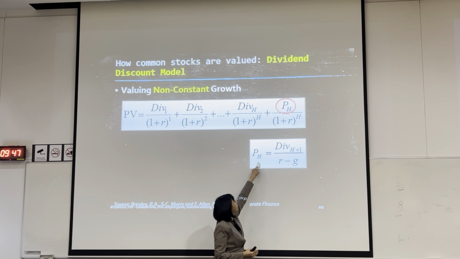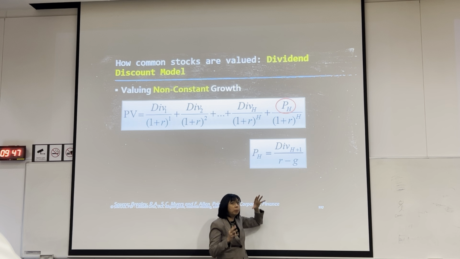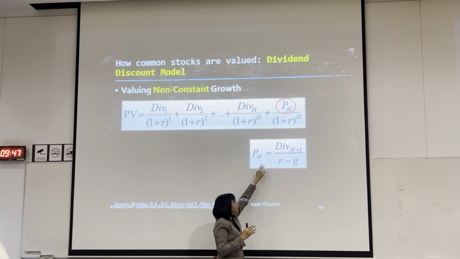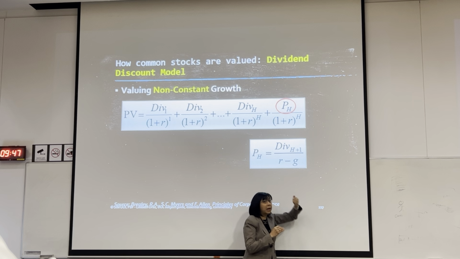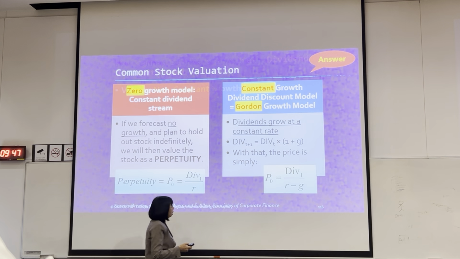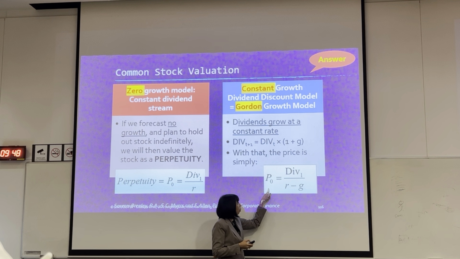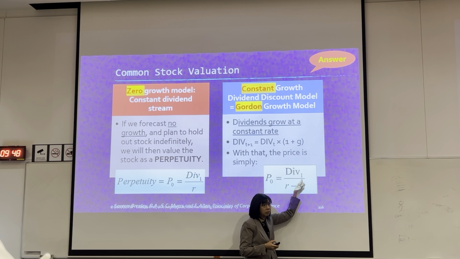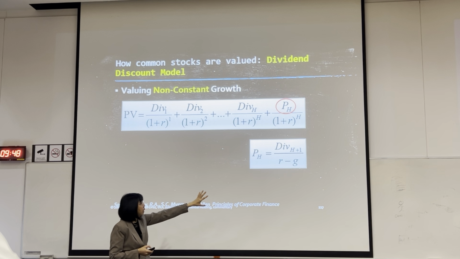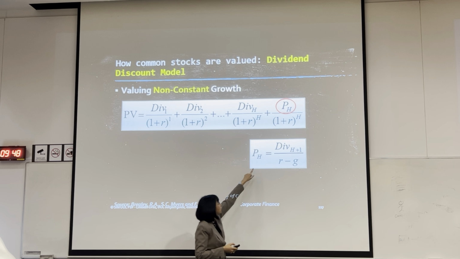And you have to be very mindful of the time period. So this is the price, the terminal price at time horizon H. So you need the dividend for the next period, and you divide it by R minus G. Because you see here, this is time period 0, and this is the next period's dividend. Right? So it's always that next year's dividend, then you divide it by R minus G. So similarly here, you're also using the next period's dividend. Okay? And that's the terminal price at time H.